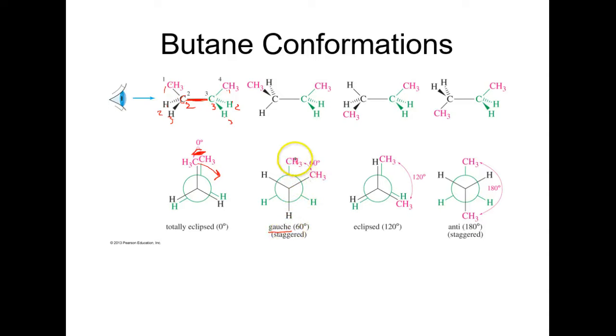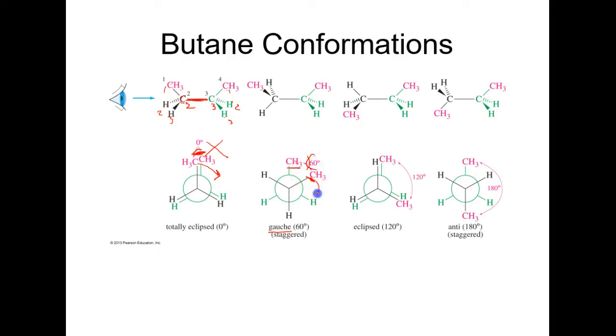So this is a gauche. Gauche only happens when you have 2 large groups, non-hydrogen groups, that are staggered to each other but are 60 degrees from each other. So you still have an interaction here, but it's not nearly as bad as this. This is really bad. This is better, but not great.